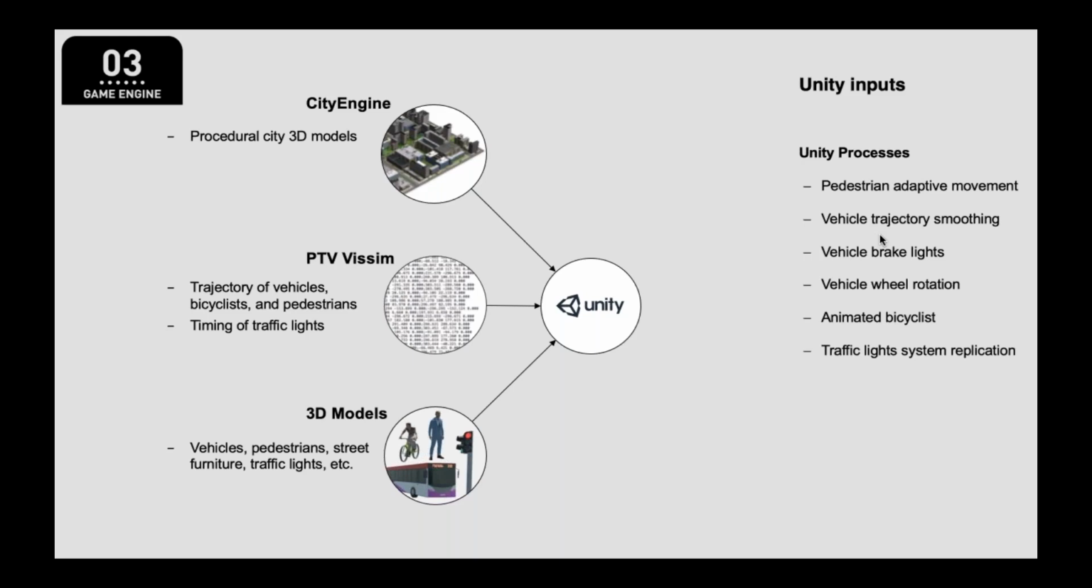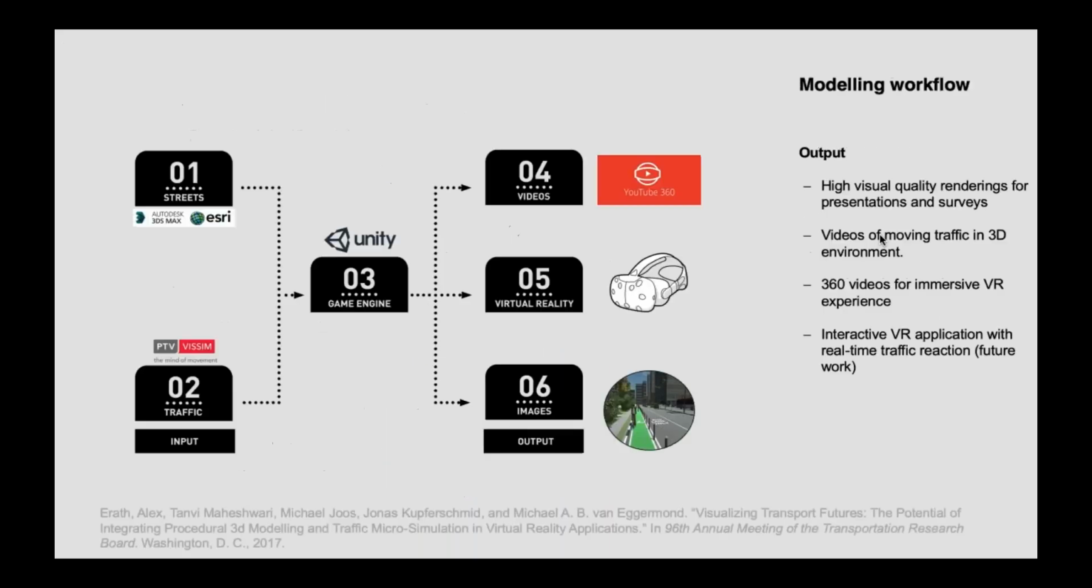We needed to adjust for the brake lights of the vehicles when they are reducing their speed. And we needed to animate the bicyclist pedal when they are pedaling, and so on and so forth. And the traffic lights, for instance, these are the small details that you needed to adjust in the Unity.